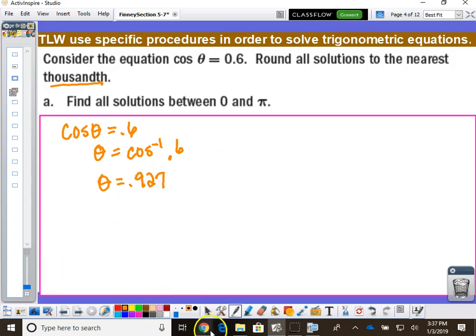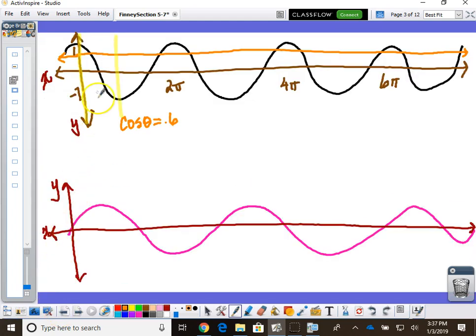And I'm done. I have solved this equation, and I have found that this point right there, that solution, is 0.927. You're like, Finn, this is easy. Why make it such a big deal?